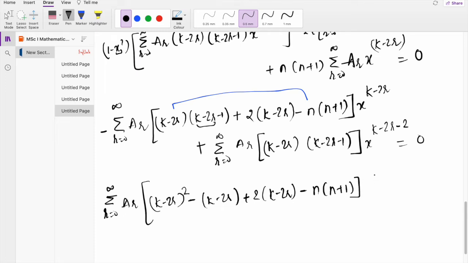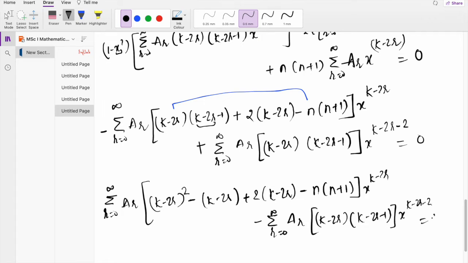Alright, to the power x to the power k minus 2r, negative of summation r tends to 0 to infinity. Just because we have removed this negative sign here, we have multiplied minus 1 on both sides, so this minus term becomes plus and this plus sign becomes negative of ar summation k minus 2r, k minus 2r minus 1. Alright, where x to the power k minus 2r minus 2 is equal to 0.